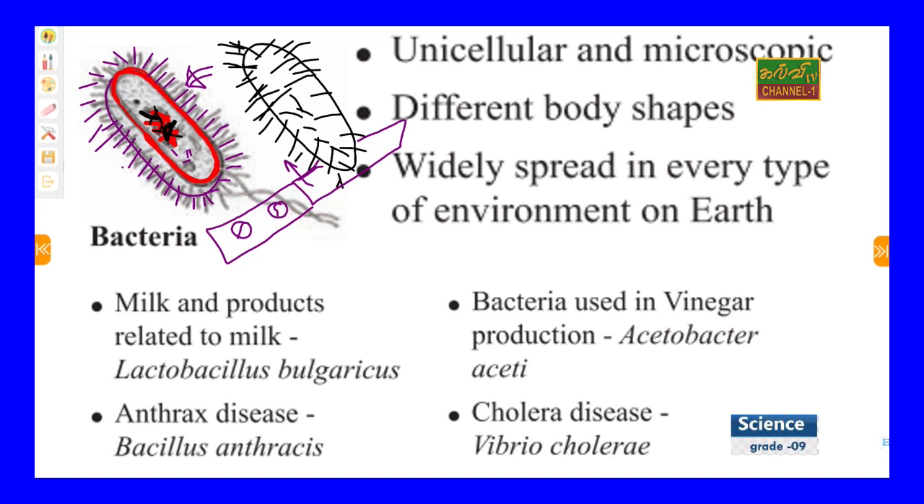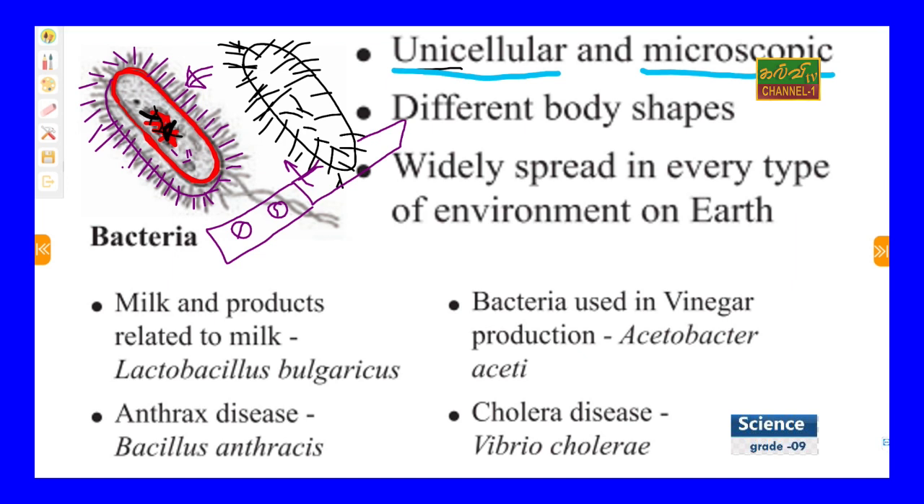What is this? This is a bacteria cross section. It is unicellular and microscopic. Unicellular means one cell, and microscopic means without a microscope you can't find it out.